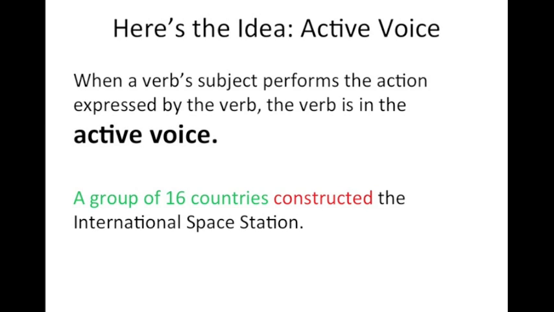A group of 16 countries constructed the International Space Station. A group of 16 countries is the performer of the action. Constructed is the verb, or the action, in the sentence. When the subject performs the action expressed, we're using the active voice.